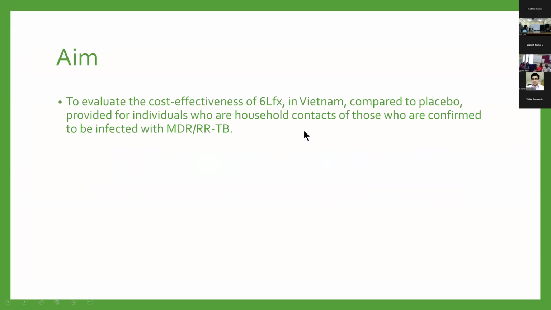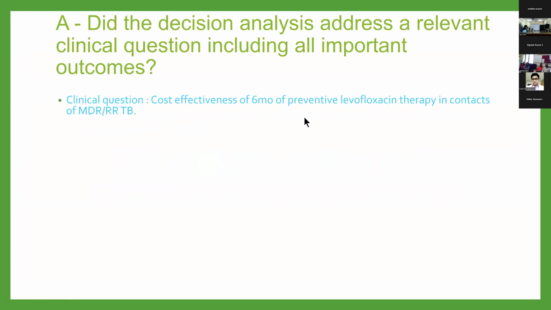Now, the aim of this study was to see how cost effective 6 months of levofloxacin is as compared to placebo when it is given to household contacts of microbiologically proven MDR-TB. So did the decision analysis address a relevant clinical question? The clinical question was looking at the cost effectiveness of 6 months of preventive levofloxacin therapy in contacts of MDR or rifampicin resistance TB.